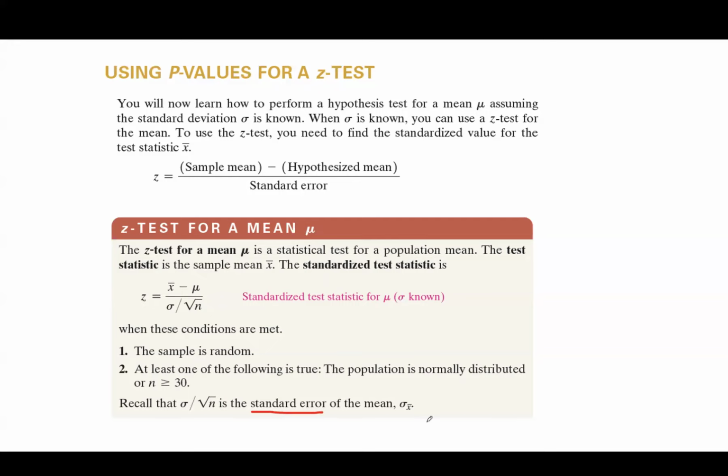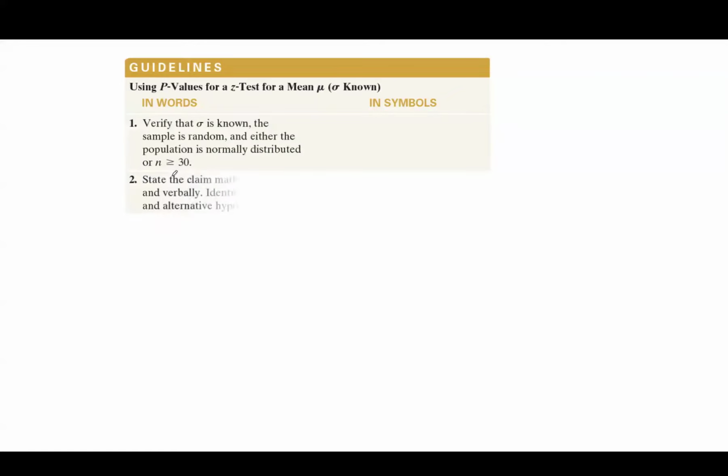So now that we defined the standardized test statistic, we want to review the guidelines using a p-value for a z-test for a mean mu when sigma is given to you. First of all, verify that sigma is known, the sample is random, and either the population is normal or you have a large sample. State the null and alternative hypothesis and identify your claim.